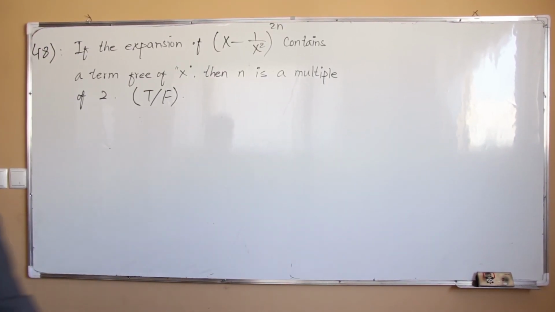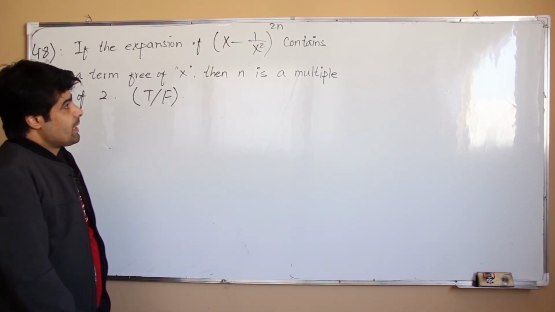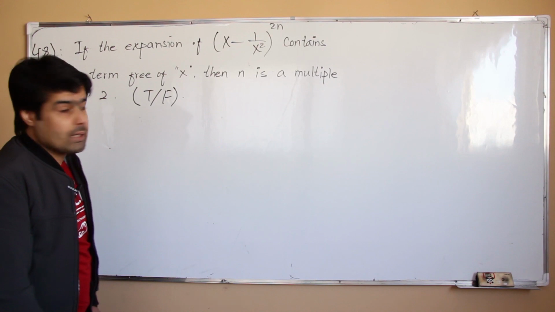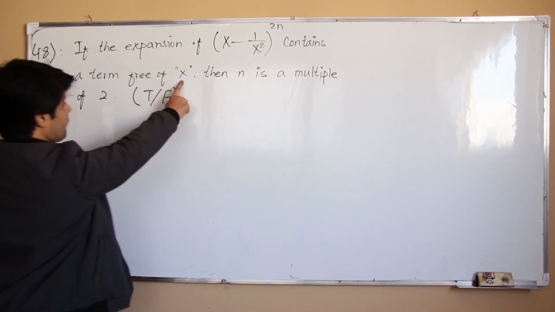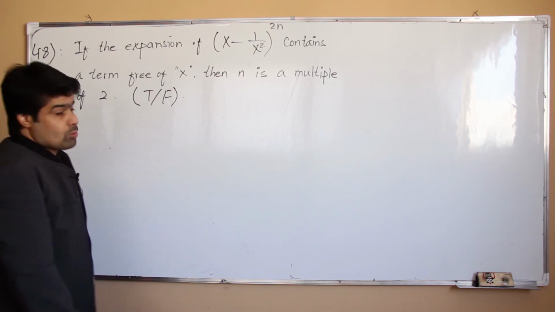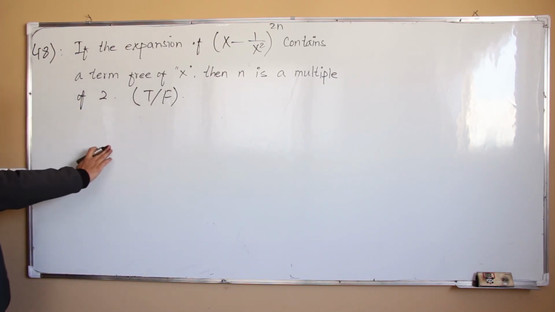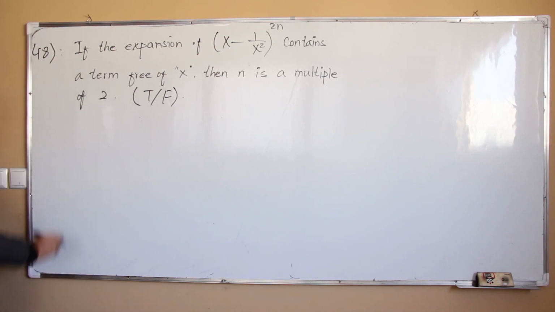The last question. If the expansion of (x minus 1 divided by x squared) raised to the power 2n contains a term free of x, then n is a multiple of 2. Is this one true or false? How can you find it? First, what is a term free of x? It means a term which is independent of x. I mean, which is a constant term.